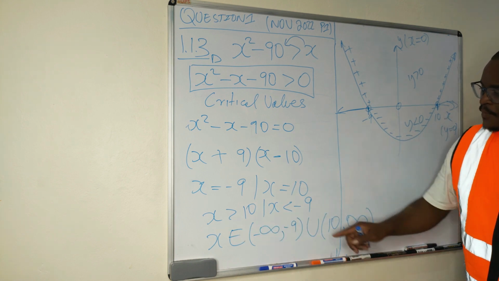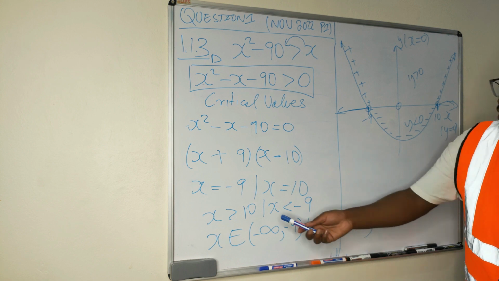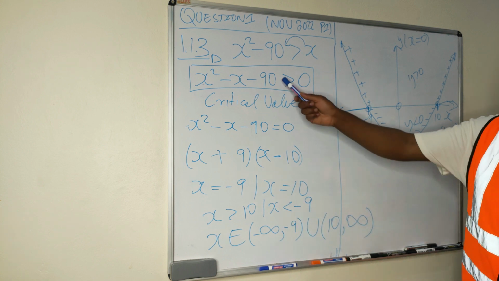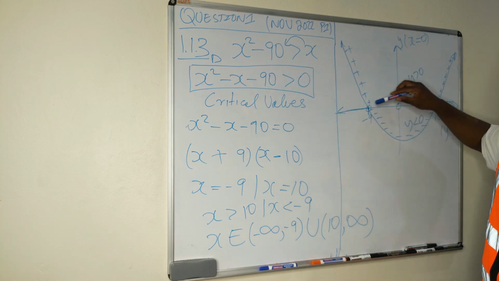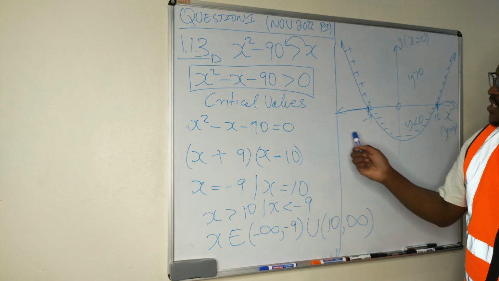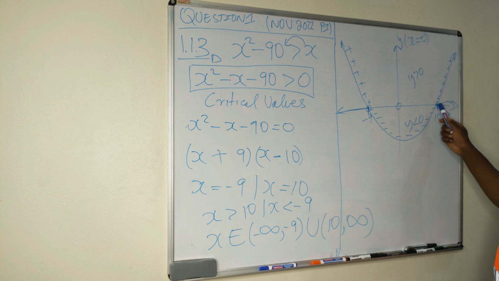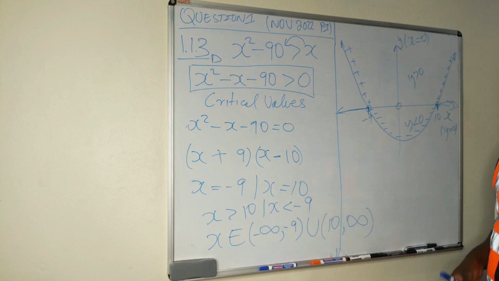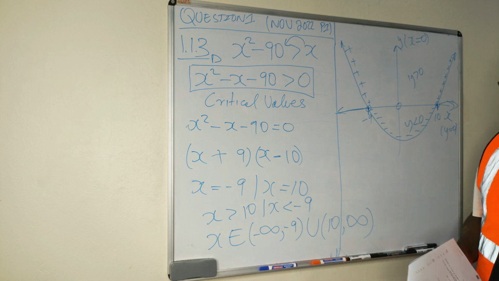But you don't have to write this, because our function is positive, greater than 0, here, where the corresponding x values are these ones, less than minus 9, and here the corresponding x values are these ones, greater than 10. That's how you do this one. Then we move to the next question.